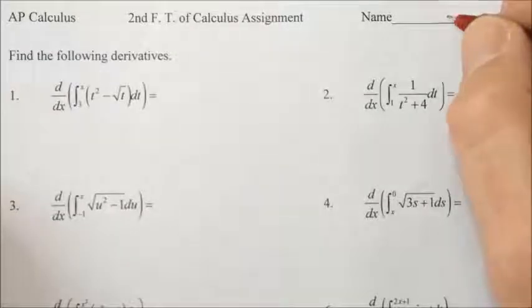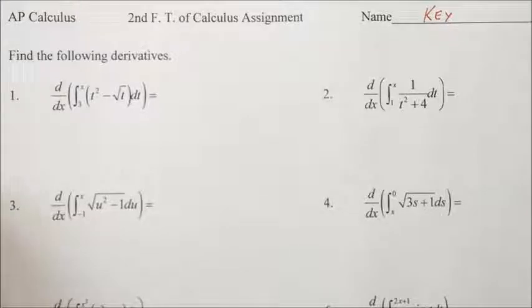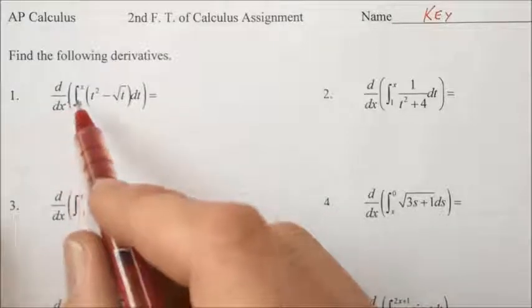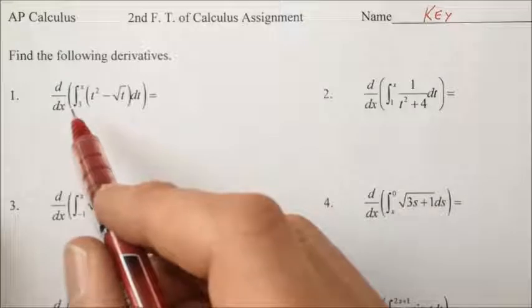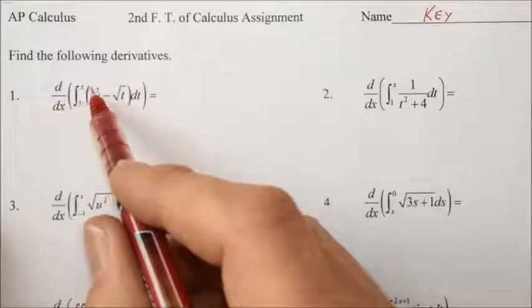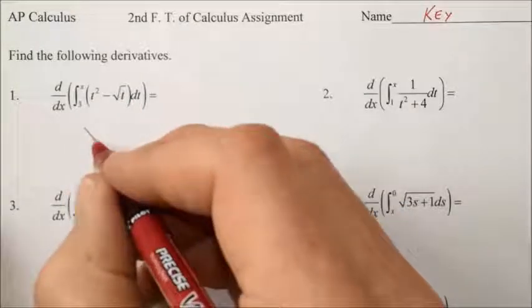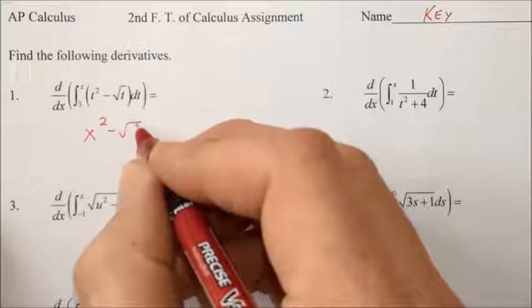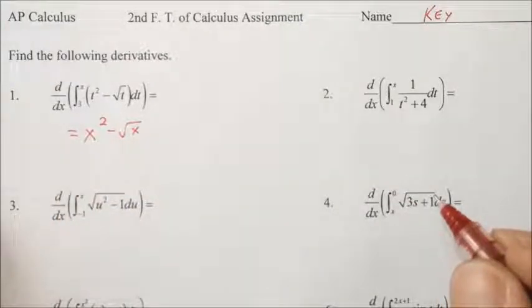Here's the answer key for the second fundamental theorem of calculus assignment. This assignment overall is fairly quick to accomplish. Again, we've learned that if we are deriving the antiderivative, they are inverse operations, they are wiping each other out. Ultimately what happens is the variable in the upper bound subs in for the variable in the integrand. So for number 1, we were replacing t with x. So we have x squared minus the square root of x.